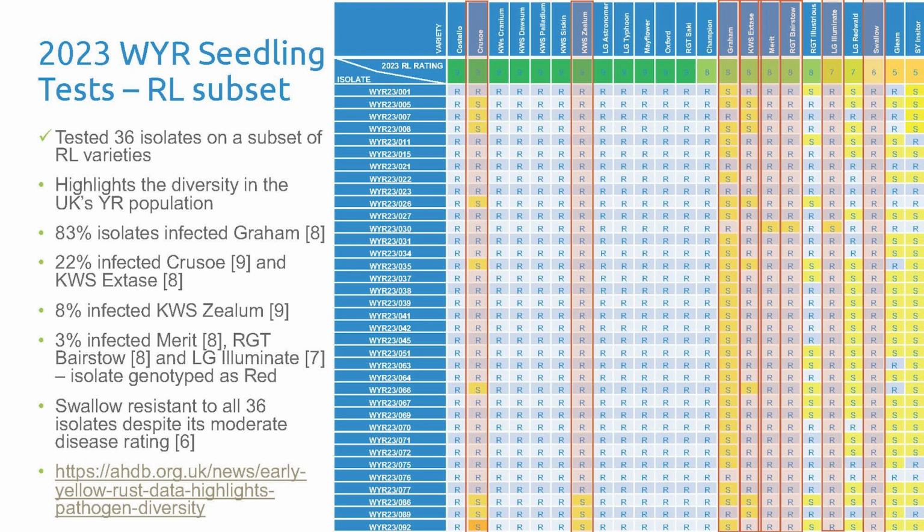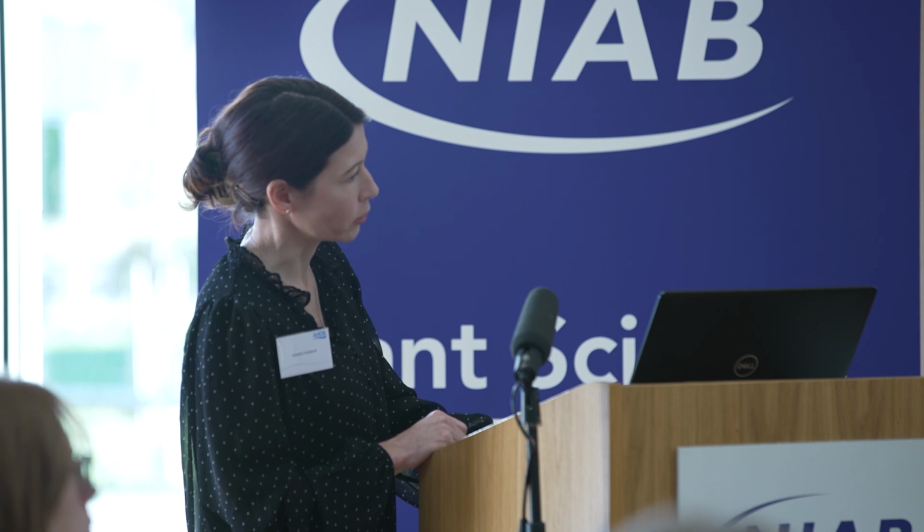I know Swallow's now dropped off the recommended list for this year, but I always used to keep an eye on it because it always performed pretty well in my adult plant trials, and it's always resistant in my seedling tests, despite its moderate adult plant disease rating of 6. And if you want any more information on this RL subset, AHDB have a really useful publication that they put out in October, just to explain these tests in more detail, and you can have a look at the results in that bulletin.